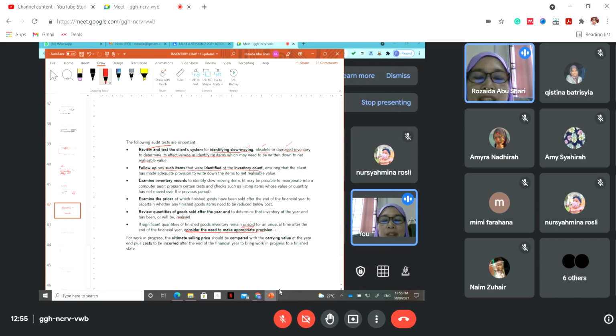Okay, for work in progress, the ultimate selling price should be compared with the carrying value at the year end, plus cost to be incurred after the financial year end to bring the work in progress to a finished good. So item work in progress, ini memang critical part lah, item work in progress ni dalam audit.